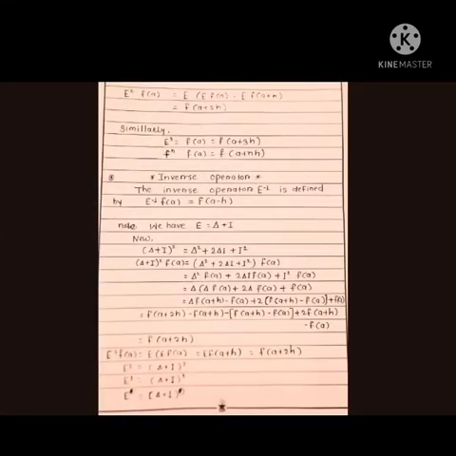E squared f(a) = E(E f(a)) = E f(a + h) = f(a + 2h). Similarly, E cubed f(a) = f(a + 3h), and E raised to n f(a) = f(a + nh). And third, inverse operators. The inverse operator E raised to minus 1 is denoted by E^-1 f(a) = f(a - h).